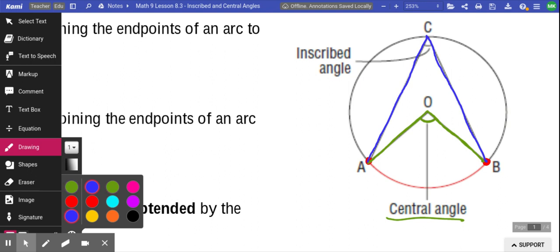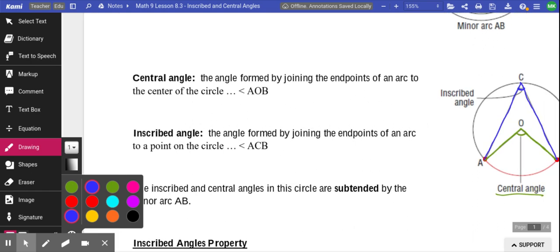The other angle that we created from going A to C to B is this angle right here. We call that the inscribed angle. And we're going to learn a little bit more about central angles and inscribed angles. All you need to know for now is the definitions of them. The central angle is the angle created by going through the center of the circle from one point to another point. The inscribed angle is the angle created from going from a point to a point on the outside edge of the circle to another point. So A to C to B.